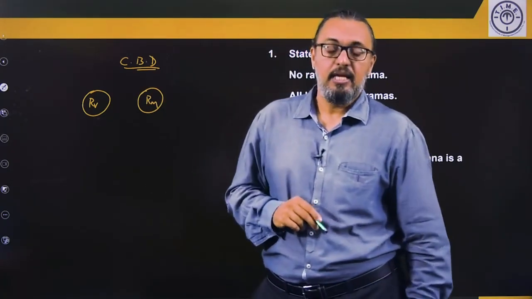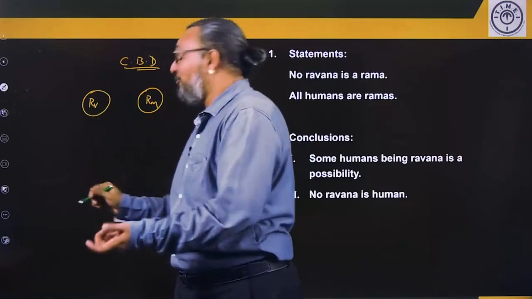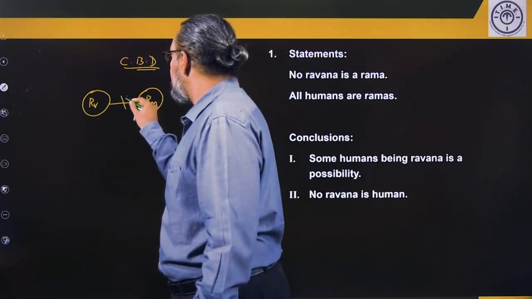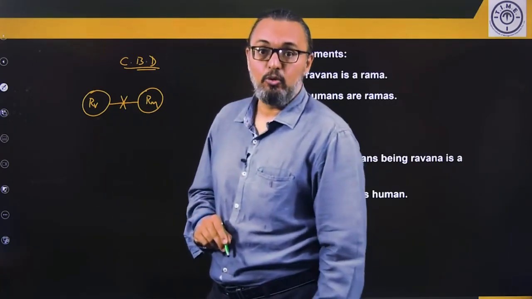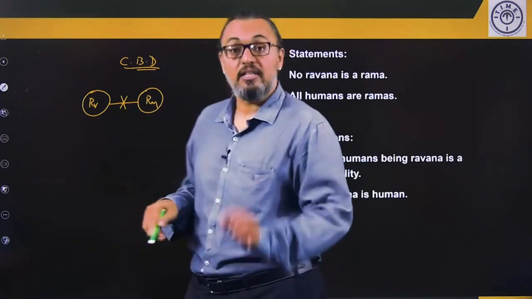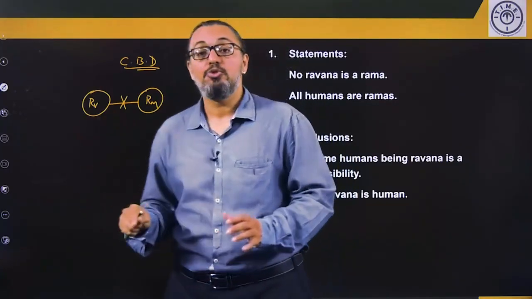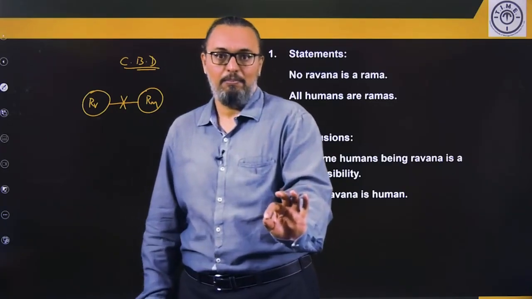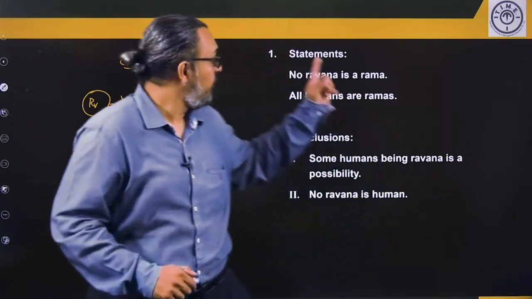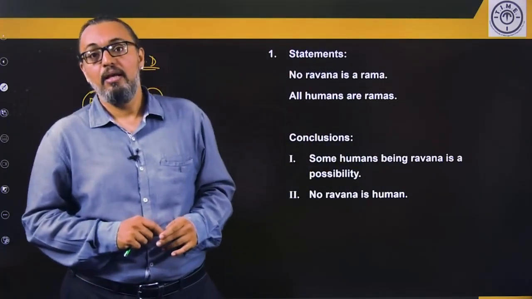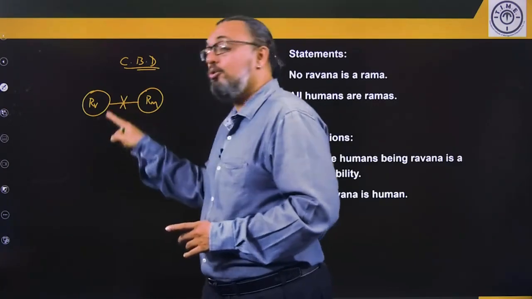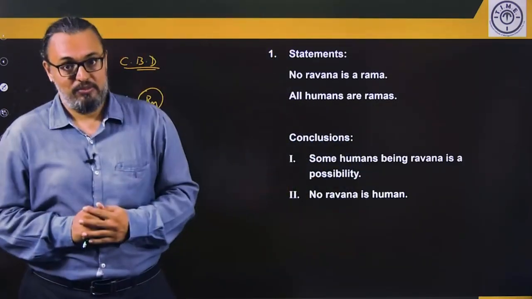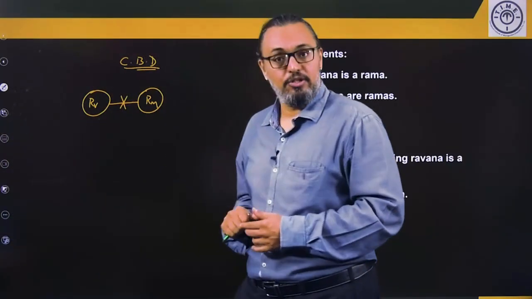2 separate circles, but we also give a specific indication like this between the 2 circles, a solid line with a cross mark, saying the boundaries of these 2 circles should never overlap, no overlap, because the statement we have is No Ravana is a Rama. So, this indication tells you what is the restriction that we need to keep in mind when we look into the conclusions. So, this is what we need to understand.